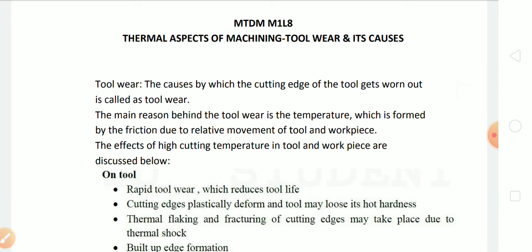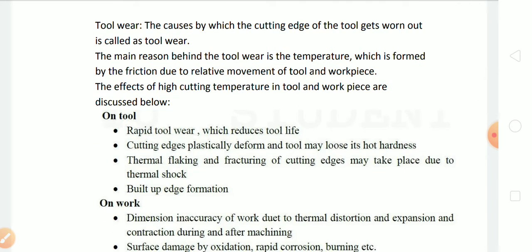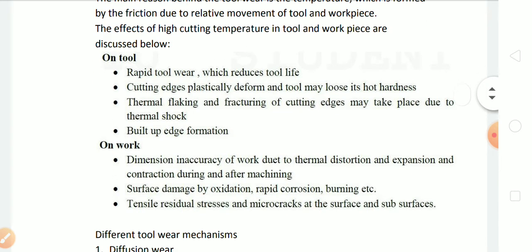So we'll just say that the main reason behind tool wear is temperature. Temperature makes the metal soft, or decreases the strength of the metal. So the temperature can have effects on both tool and work. On the tool, these are the main effects. That means rapid tool wear, which reduces tool life, and the cutting edge is plastically deformed. That means it cannot be changed or regained, and the tool may lose its hot hardness.